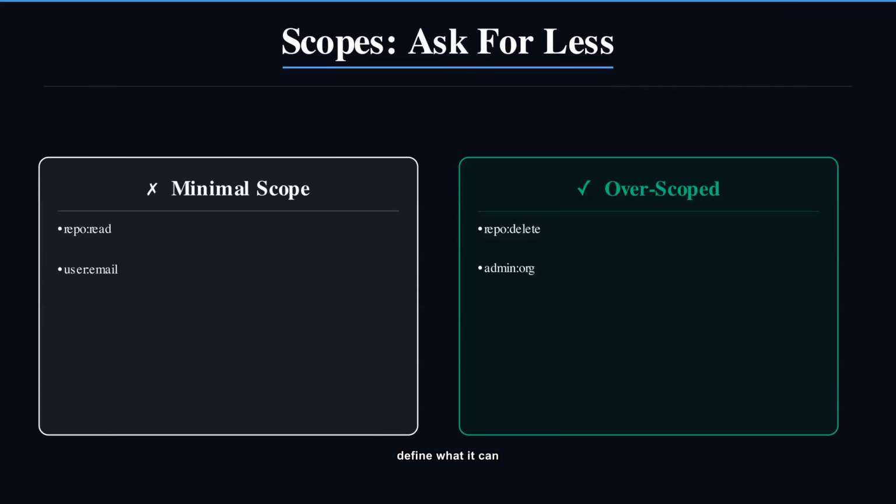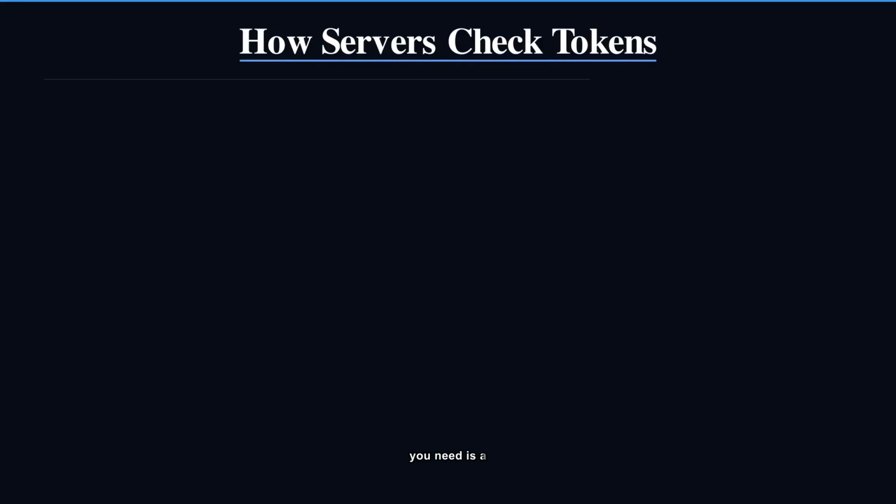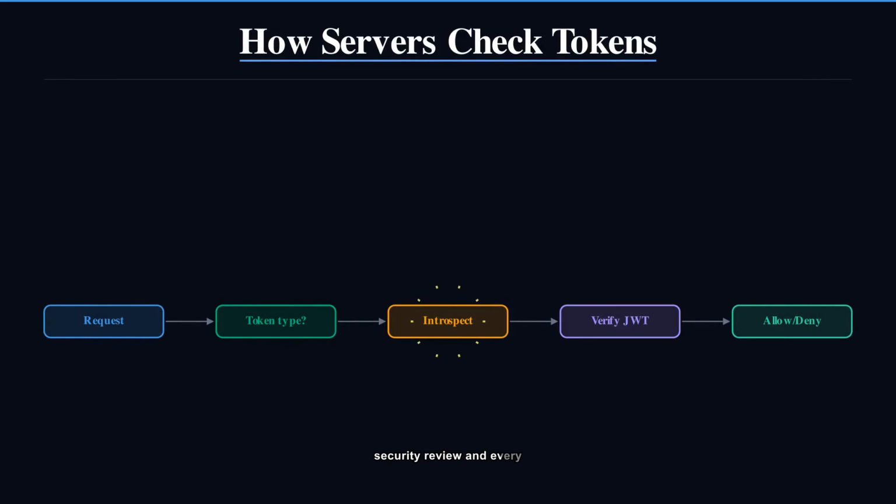Scopes define what it can touch. Repo read lets an app view code. Repo delete lets it destroy history. Requesting more scope than you need is a red flag in every security review and every interview.